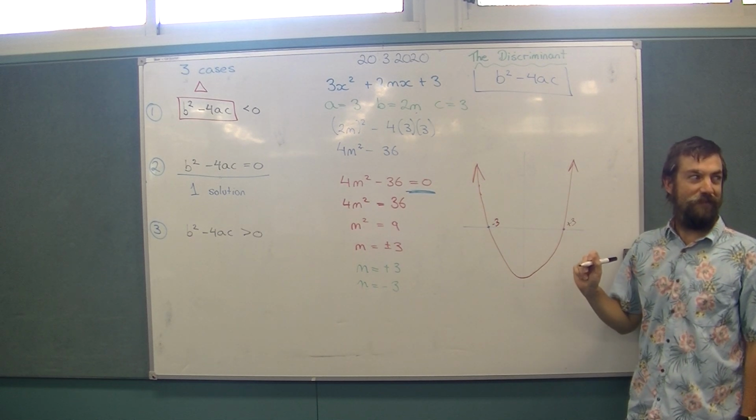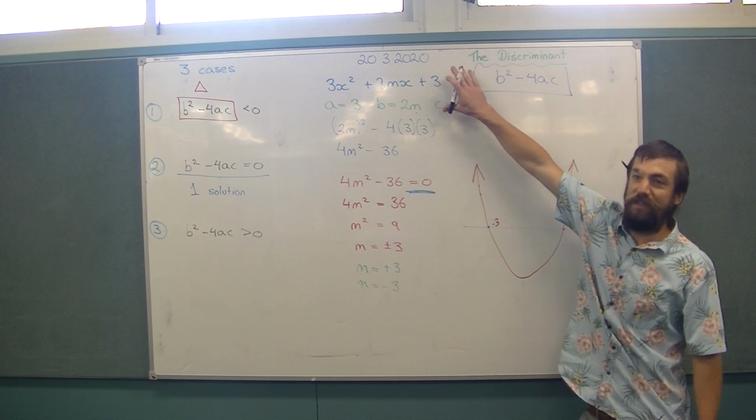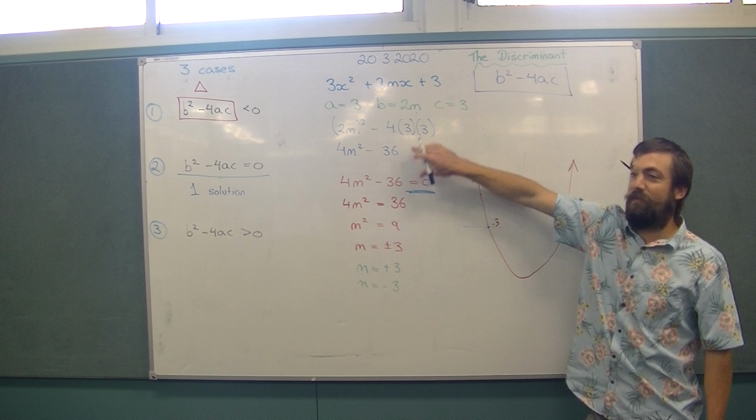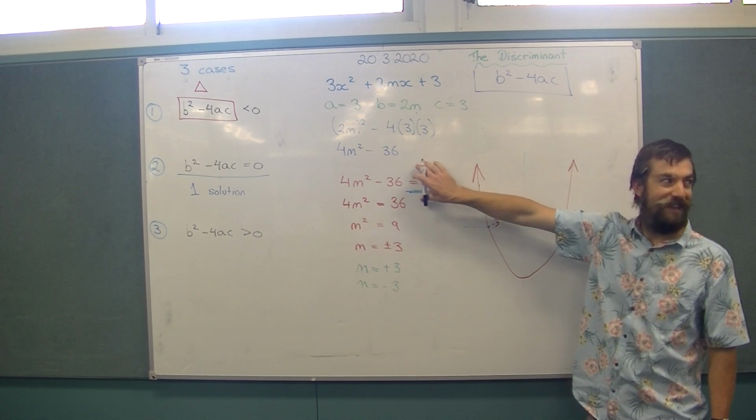Is this torture? There are different sets of rules. No, it's not. It's the same set of rules. We just have to ignore this for now. Once we've found the discriminant, I'm not interested in this one anymore. I'm now interested in this quadratic.